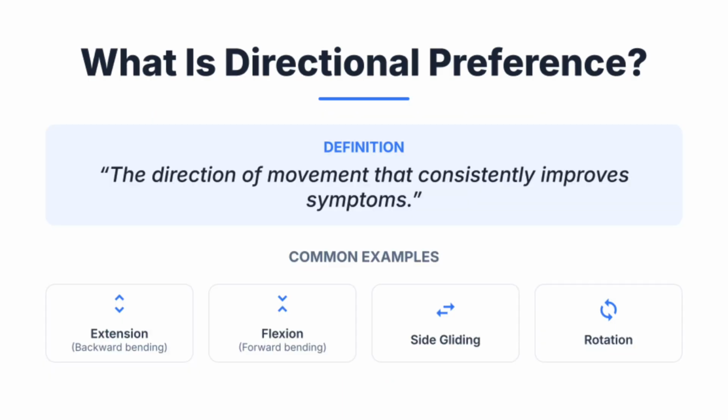Now, what is a directional preference? I've used that term here a few times, and the definition of it is a direction of movement that consistently improves symptoms. And these could be different directions that we repeatedly put the spine or put a joint through. It could be extension, it could be flexion, side glides, rotation.